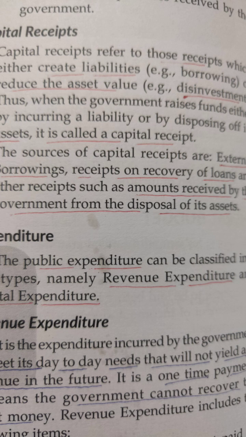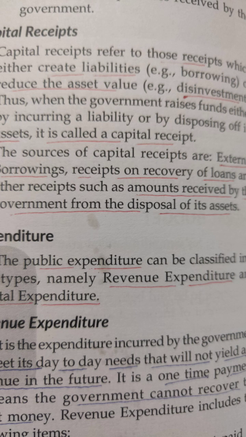1. They create liabilities. A liability means the government has to pay back the money later. Example, borrowing money from other countries or banks. 2. They reduce assets. An asset is something valuable the government owns. When the government sells it, the value of its assets goes down.